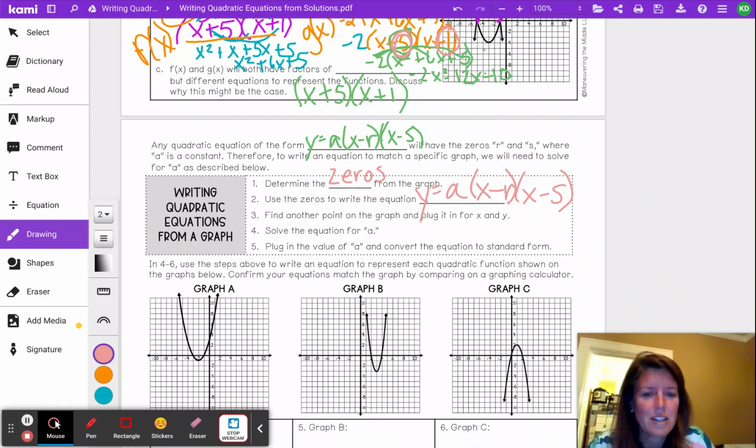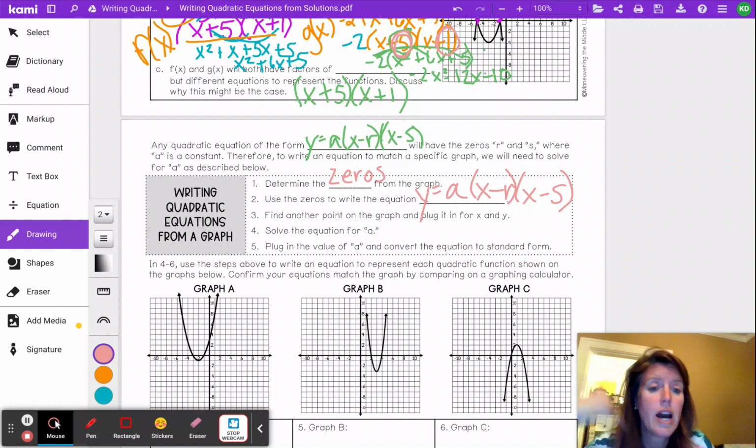It says to find another point on the graph and plug it in for x and y. Now, what that means, and my tip for you, is to use that vertex, the very bottom, that minimum or that maximum. That's usually one of the best points that you can use. Most of the time in these problems, it's going to be going through a good point, so use that for the point on the graph to plug in for x and y.